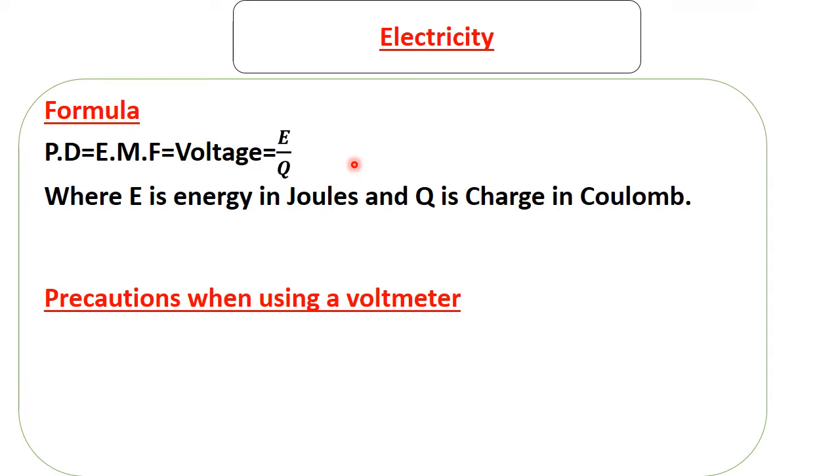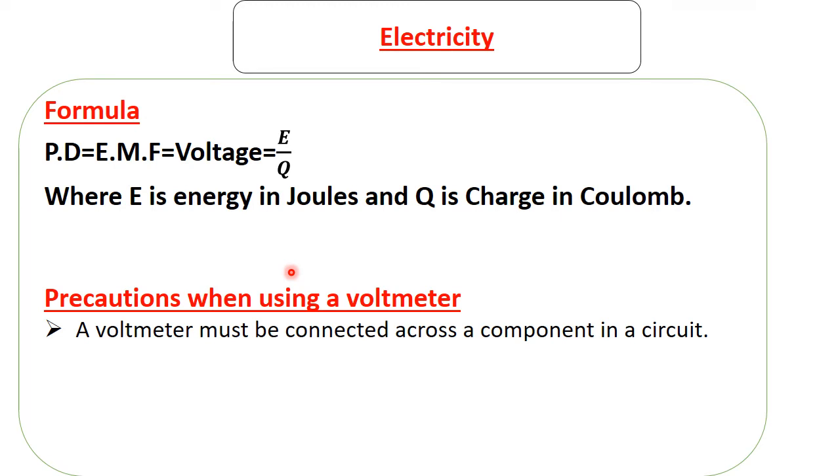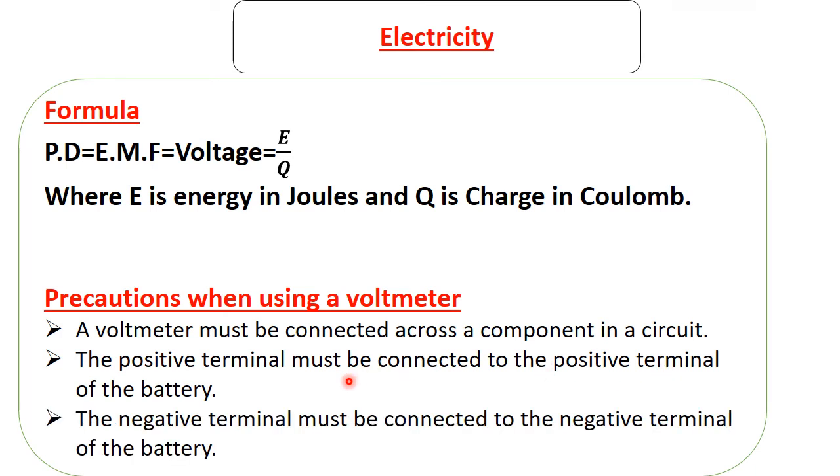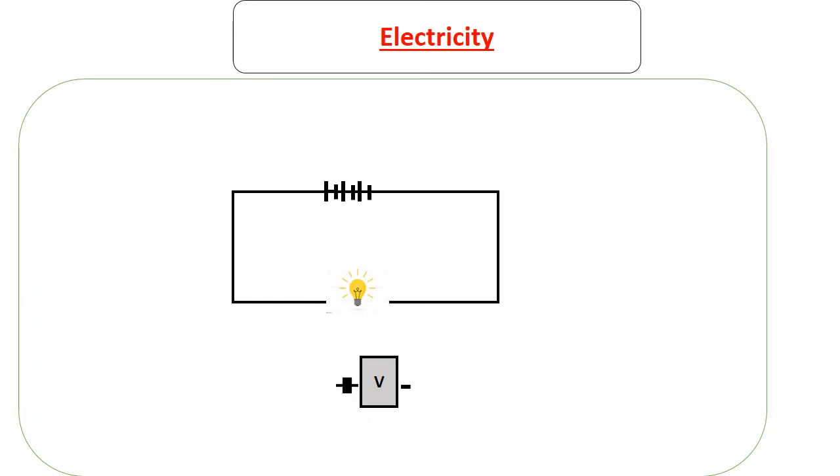So an instrument that is used to measure voltage is called the voltmeter. An instrument used to measure potential difference, EMF and voltage is called the voltmeter. So here are some precautions when using a voltmeter. The first one, which is different from the ammeter, is how you connect the voltmeter to the component that you are about to measure. A voltmeter must be connected across a component in a circuit. What it means to be across is to be in parallel, as you are going to see. Then concerning the terminals, the same rule applies as in the ammeter. The positive terminal must be connected to the positive terminal of the battery, and the negative terminal must be connected to the negative terminal of the battery.